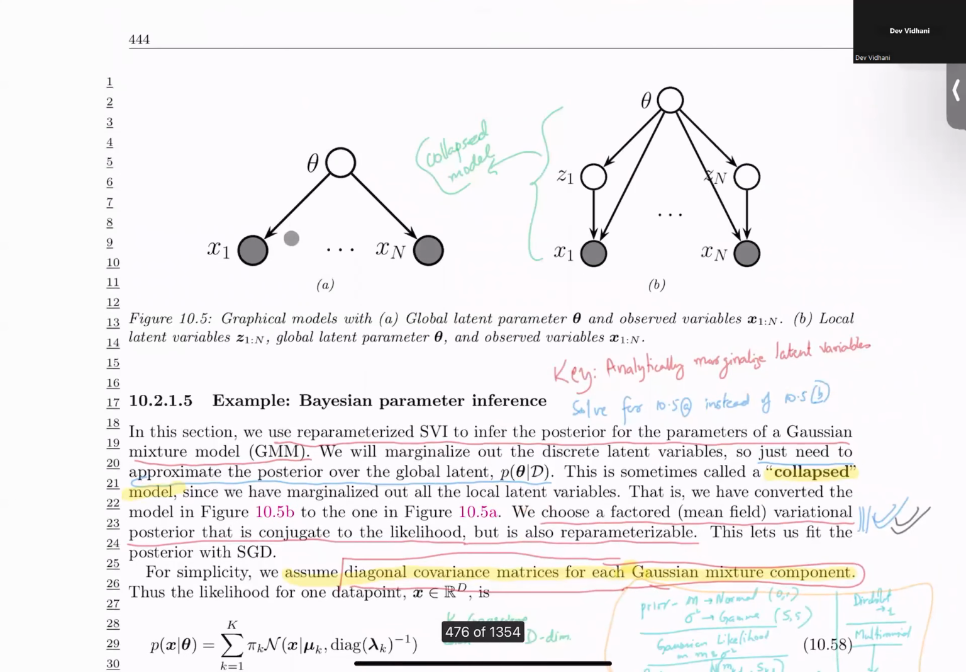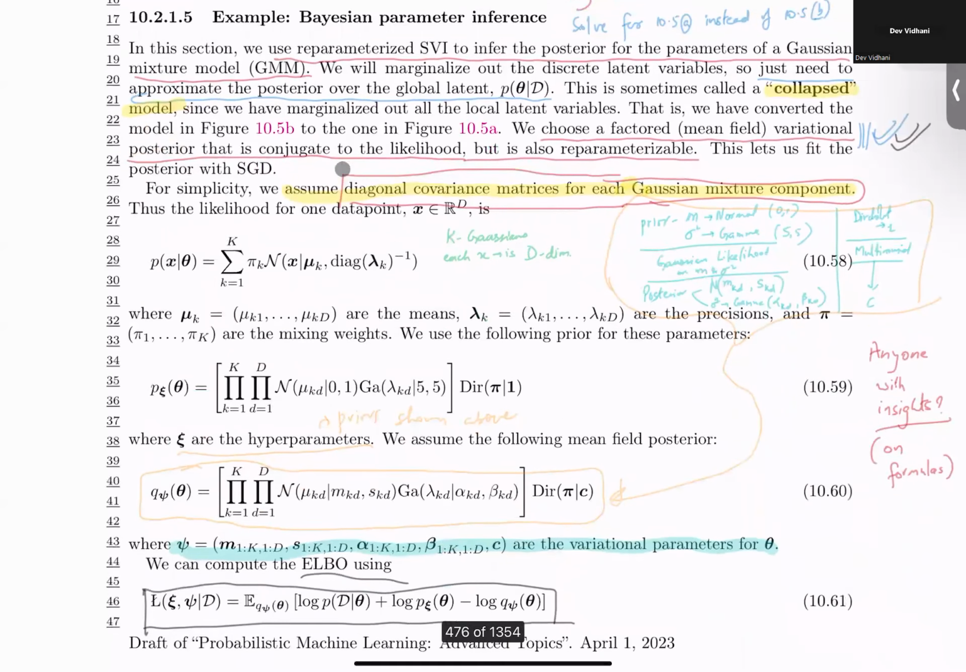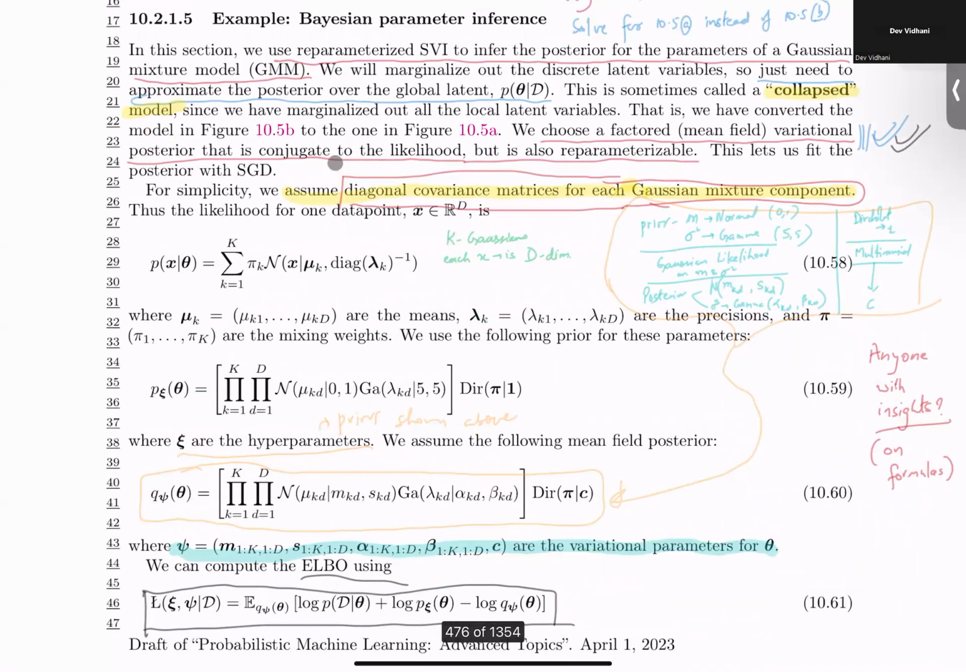I think what they are saying here is this is the original model, and they want to model it as a collapsed model as shown over here. So all these discrete latent Z1, Zn, and theta are modeled as one single set of theta as shown in this picture. So that's what it's saying. That is, we have converted the model in figure 10.5b to the one 10.5a. That's what we just saw.